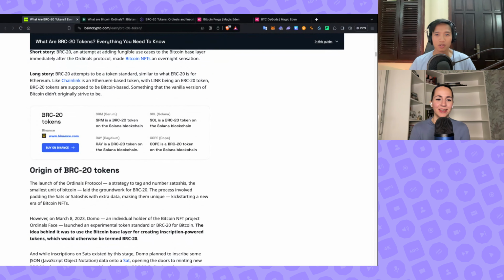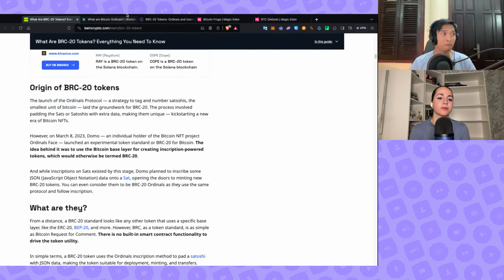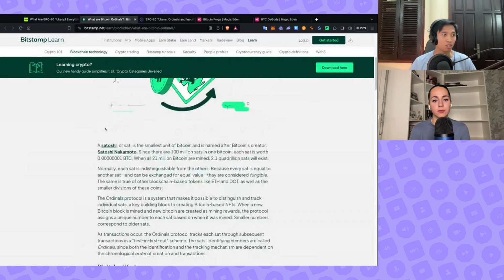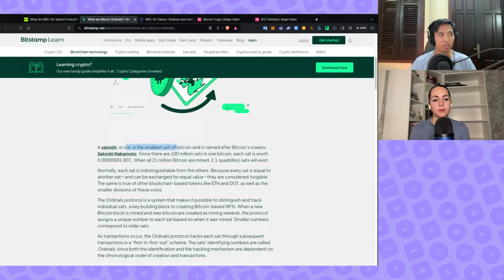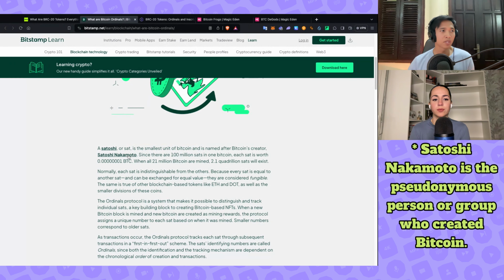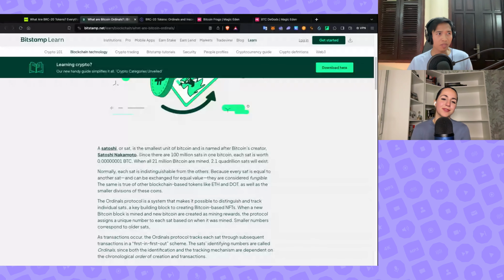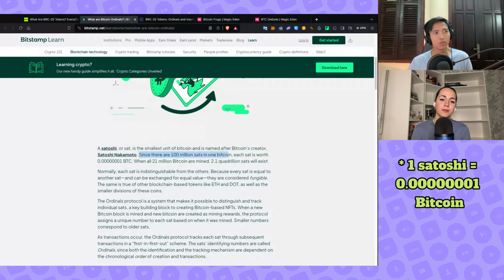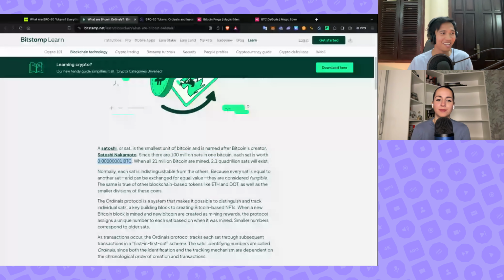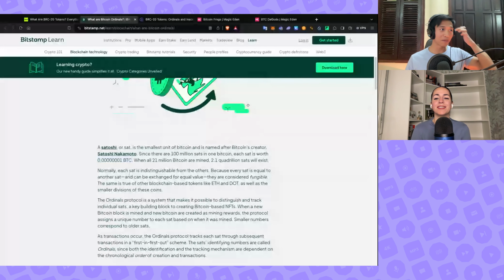I think there are a few things I need to walk through for people to understand this. First we need to understand what the heck a Satoshi is. A Satoshi is the smallest unit of Bitcoin and is named after the Bitcoin creator Satoshi Nakamoto. This is actually a pseudonymous person; we don't know the real identity of the Bitcoin creator. There are 100 million Satoshis in one Bitcoin, so each Satoshi is worth this much BTC. I'm not going to read this out loud, I would probably butcher it.